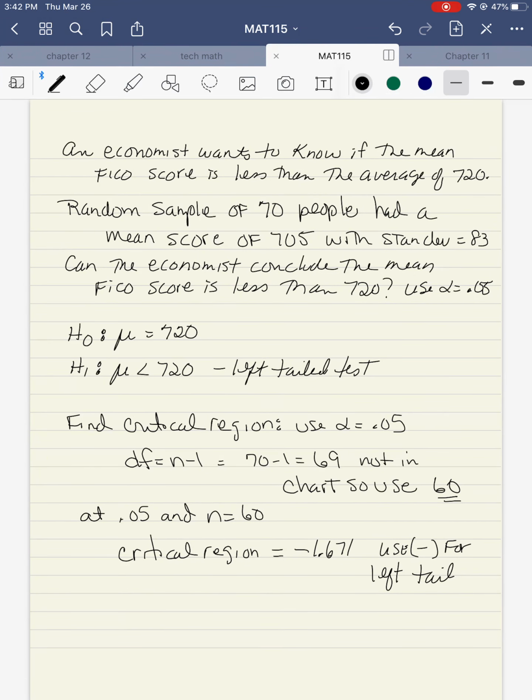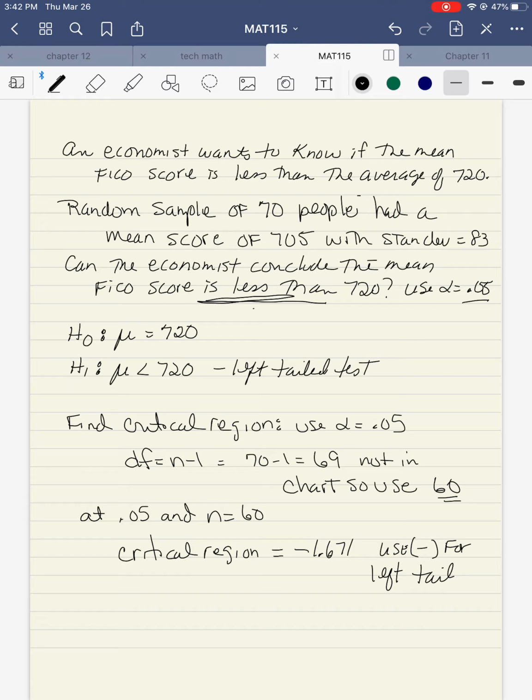Another problem, an economist wants to know if the mean FICO score is less than the average of 720. A random sample of 70 people had a mean score of 705 with a standard deviation of 83. Can the economist conclude that the mean FICO score is less than 720? There's my less than. And use the alpha level of significance equal to 0.05.